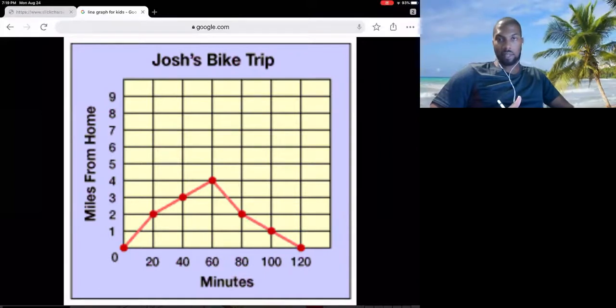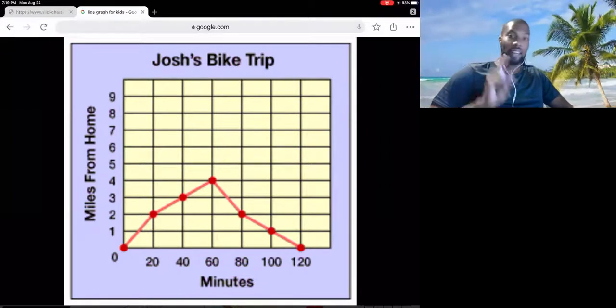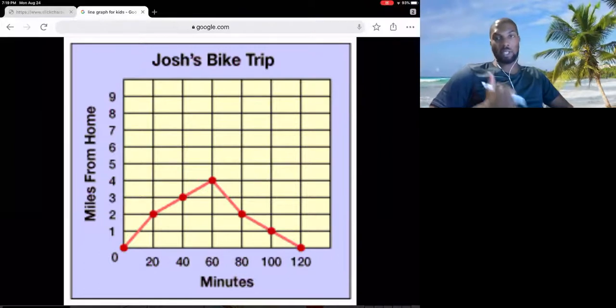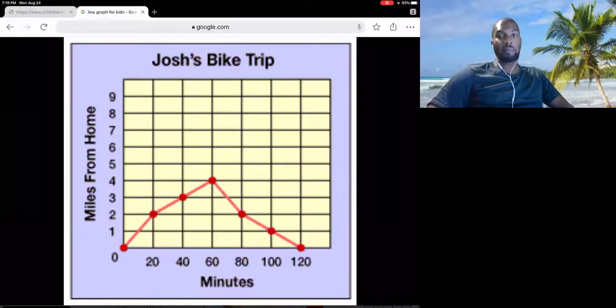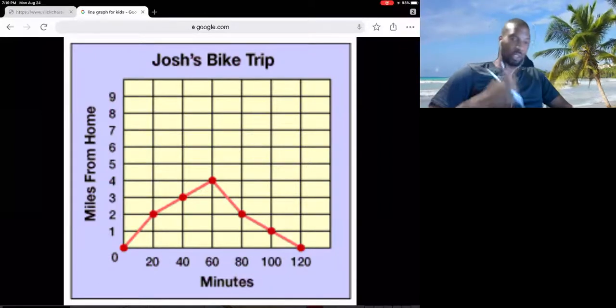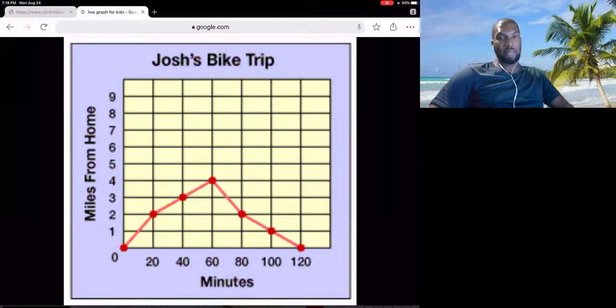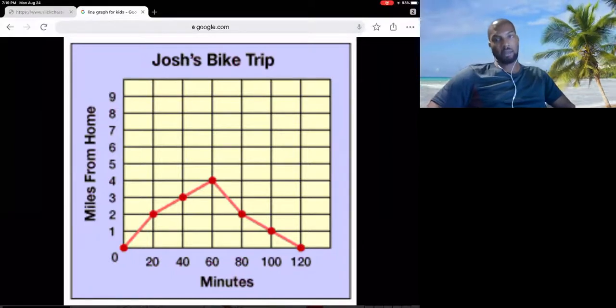It seems that he is not very quick there. It seems he goes about a mile every 20 minutes. And then once he hits 60 minutes, it seems like he starts to return home. In minute 80, he is now only 2 miles away from home. So he starts to return. And then in minute 100, he's 1 mile away from home. And then finally, when he hits 2 hours or 120 minutes, he returns home because he is 0 miles away.